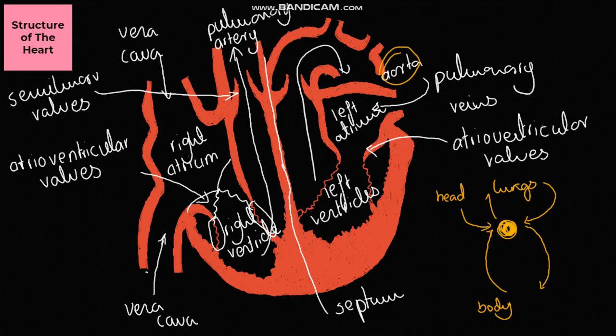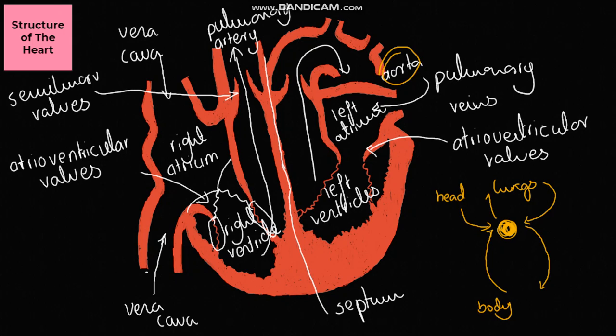Deoxygenated blood comes through the vena cava. Right atrium relaxes its muscles. When it does so, it then reaches a certain capacity. Blood pumps, contracts muscles. Atrioventricular valves open. Right ventricle relaxes muscles, reaches a certain capacity. Atrioventricular valves close. Pumps blood through pulmonary artery. Semilunar valves open by the pressure.